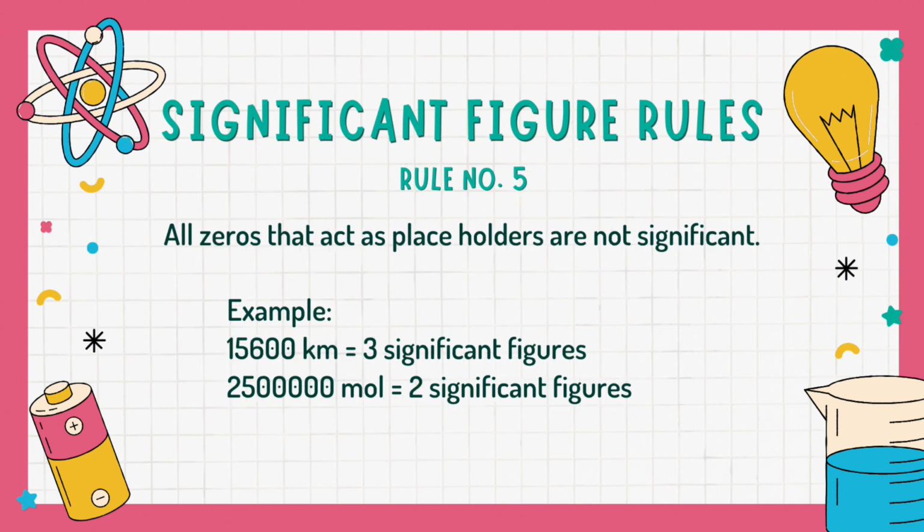Lastly, rule number 5. All zeros that act as placeholders are not significant. It is zeros after non-zero digits. Example 1. There are 3 significant figures because the last 2 digits are placeholders. Example 2. There are only 2 significant figures because the last 5 digits are also placeholders.